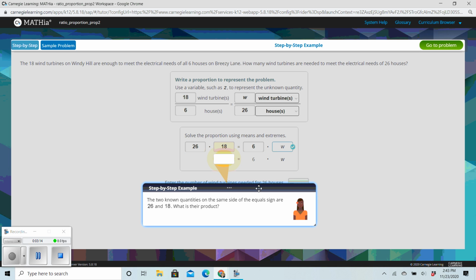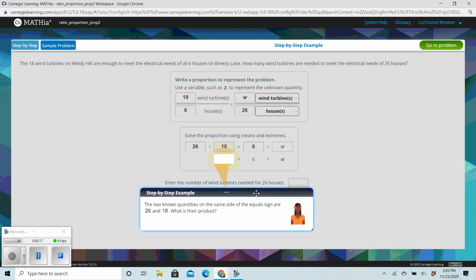Now it says the 2 known quantities on the same side of the equal sign are 26 and 18. What is their product? At this time, you're going to need to type in the answer. So what's 26 times 18? It is 468. And yes, I did use my trusty calculator.